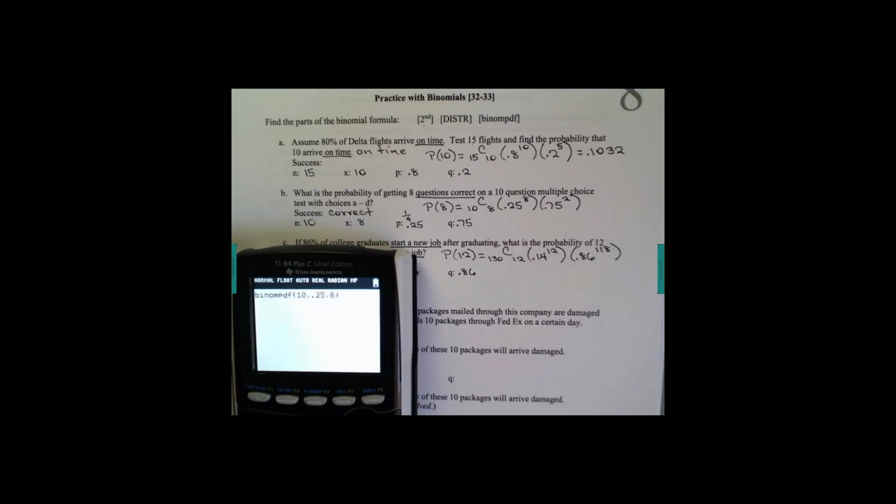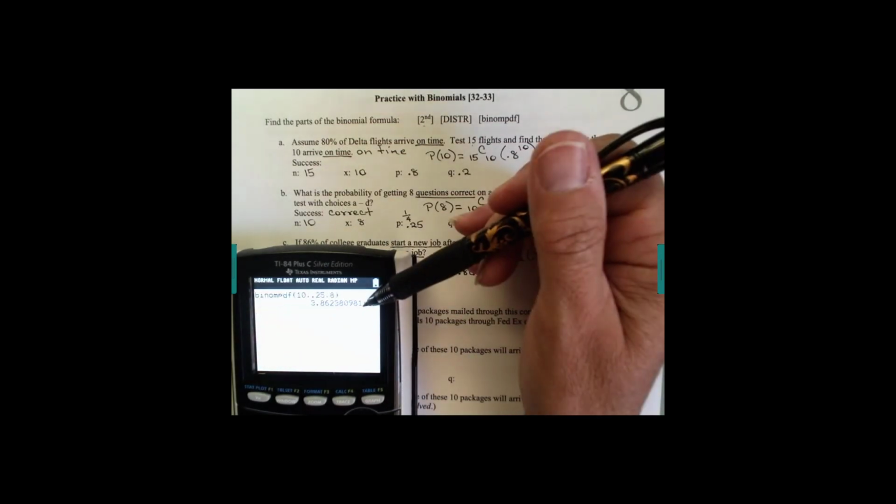So I'll go down and paste this, and once again, binomial PDF, parentheses, n, comma, p, comma, x would be the way you would enter it. Be sure you close parentheses, and then you would hit enter. And this time it's an interesting sort of a number.